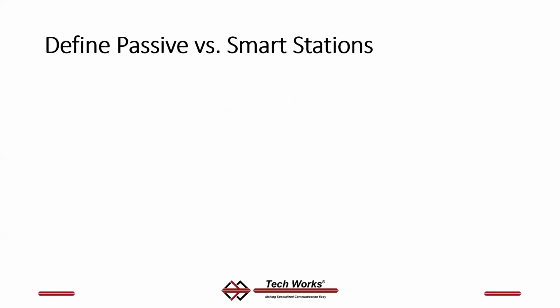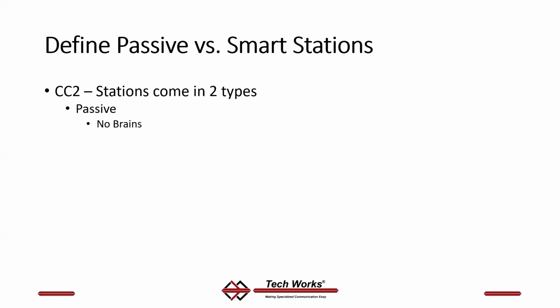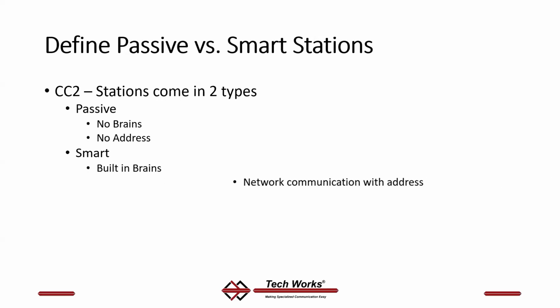So let's talk about the hardware. There are 2 kinds of hardware. There's a passive and a smart station. The difference is that a passive station doesn't have a brain. It has no address. It has no identity other than what it's hooked to, which has to be a smart station in this system. Smart stations have a built-in brain, meaning they got a CPU.